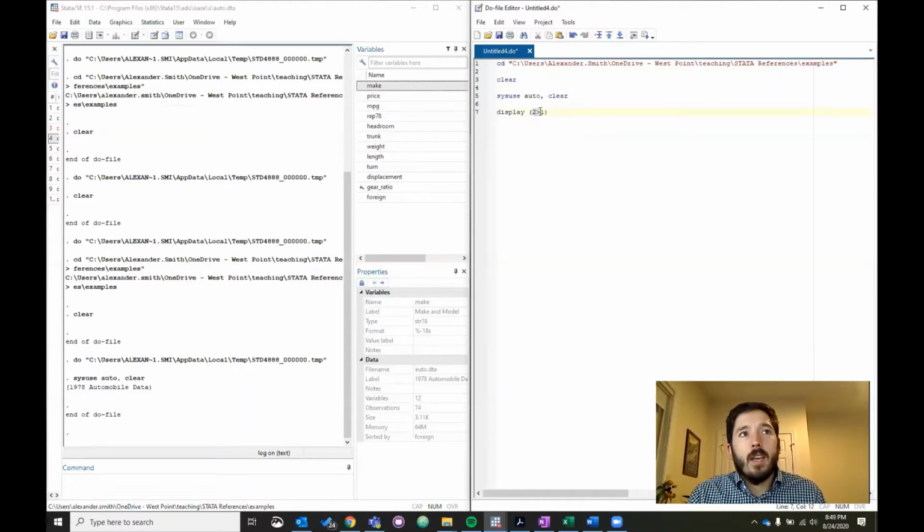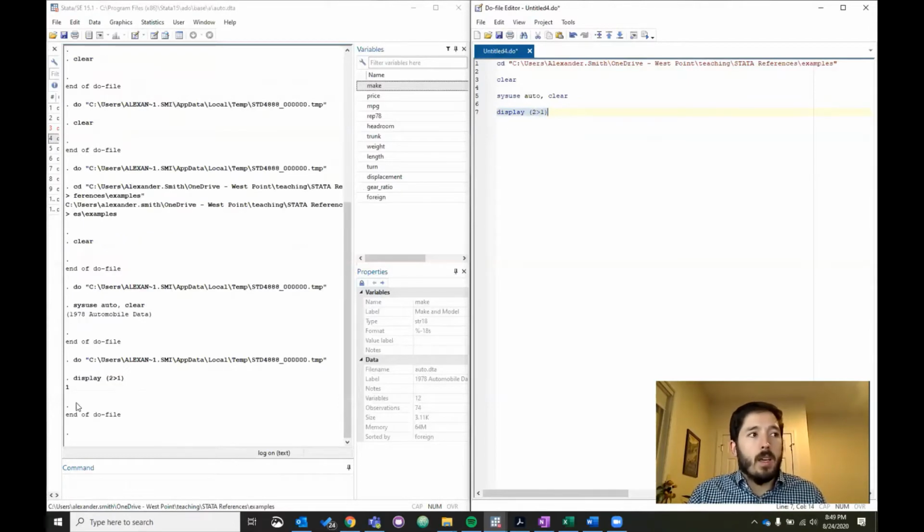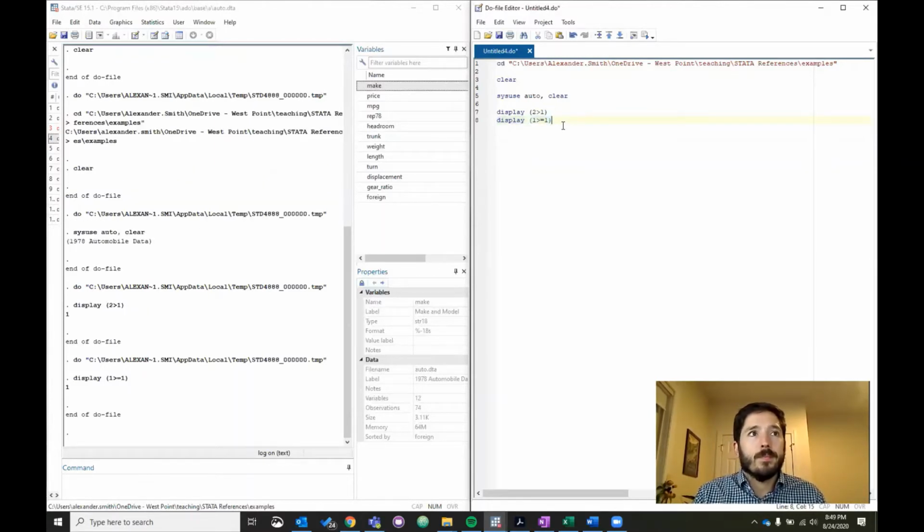So this is saying, hey, STATA, is 2 greater than 1? STATA will say 1 if it's true and 0 if it's false. So it gives us a 1 there. If we did 1 greater than 2, it would give us a 0. If we want to do a greater than or equal, that's how I write it. So that's going to be a true.